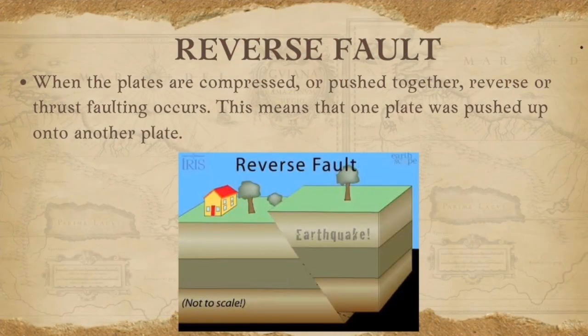Next, we have the reverse fault. When the plates are compressed or pushed together, reverse or thrust faulting occurs. This means that one plate is pushed up onto another plate. Unlike the normal fault where the hanging wall goes down, in the reverse fault, the hanging wall goes upwards. The reverse fault results from horizontal compressional forces caused by a shortening or contraction of Earth's crust.